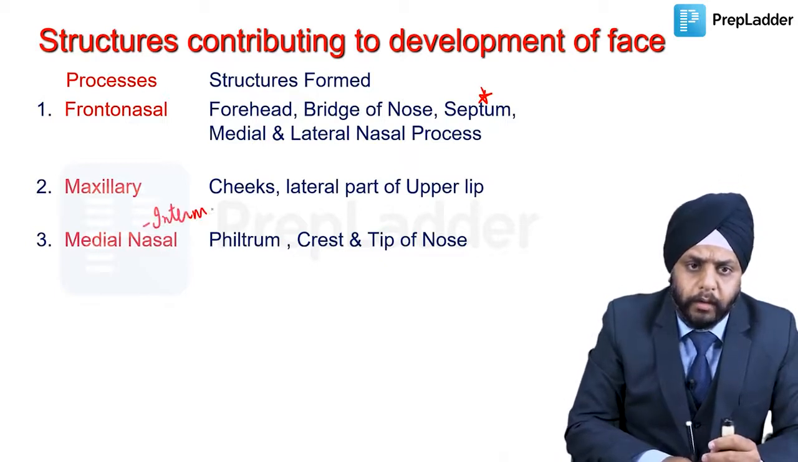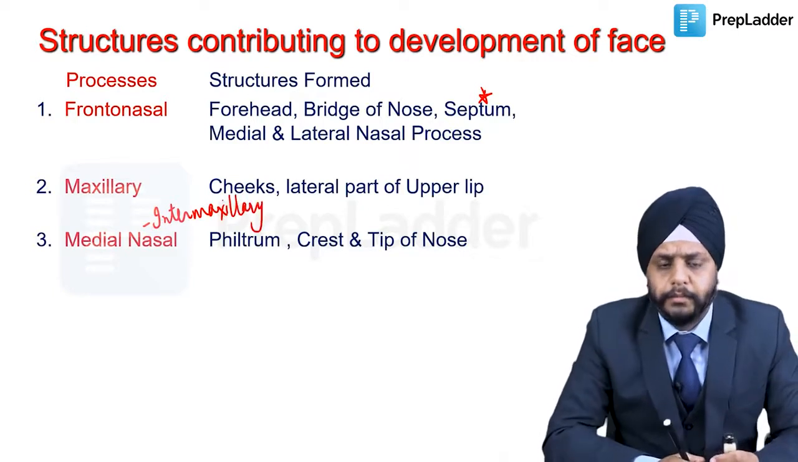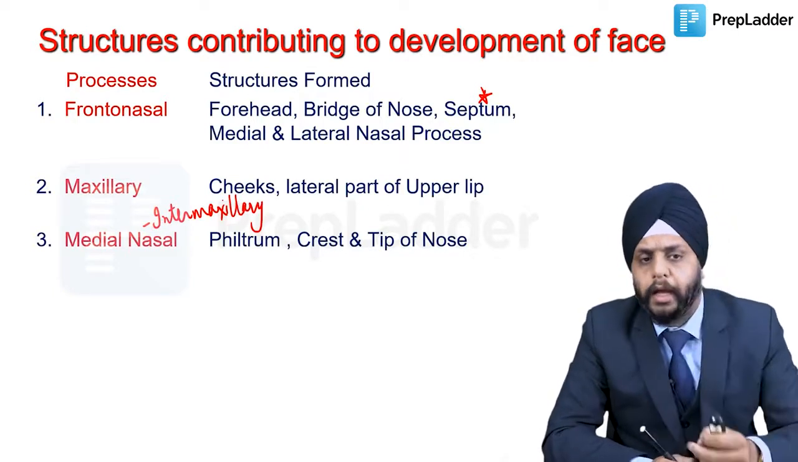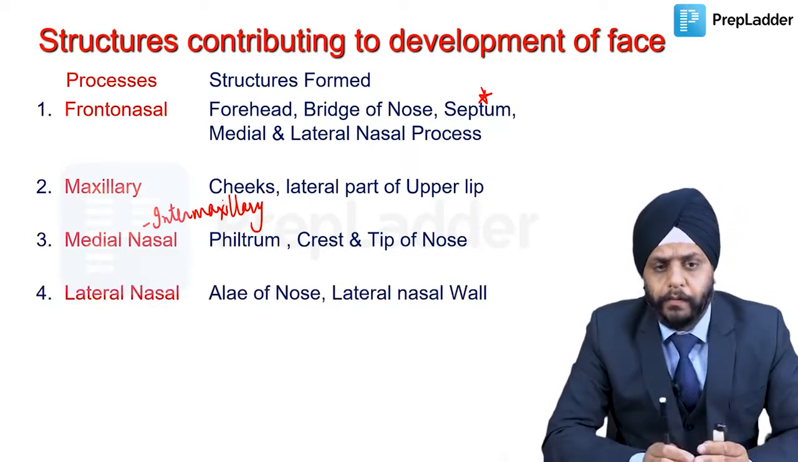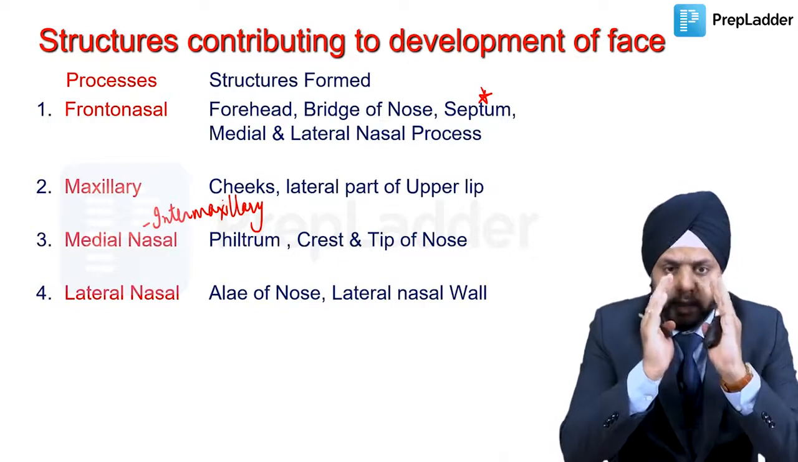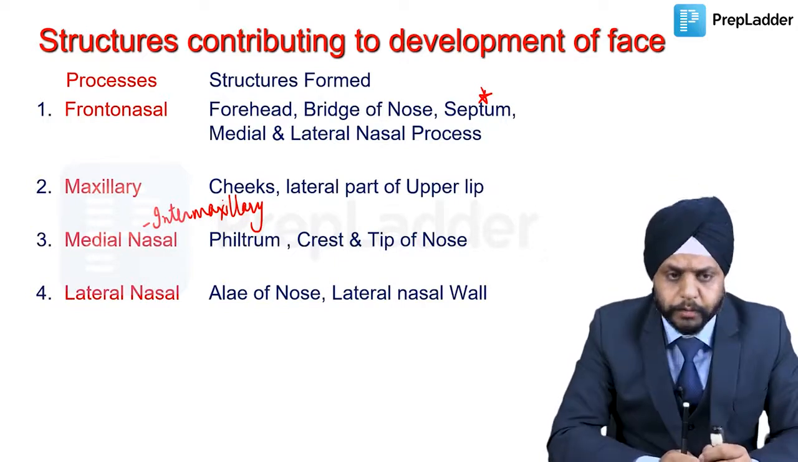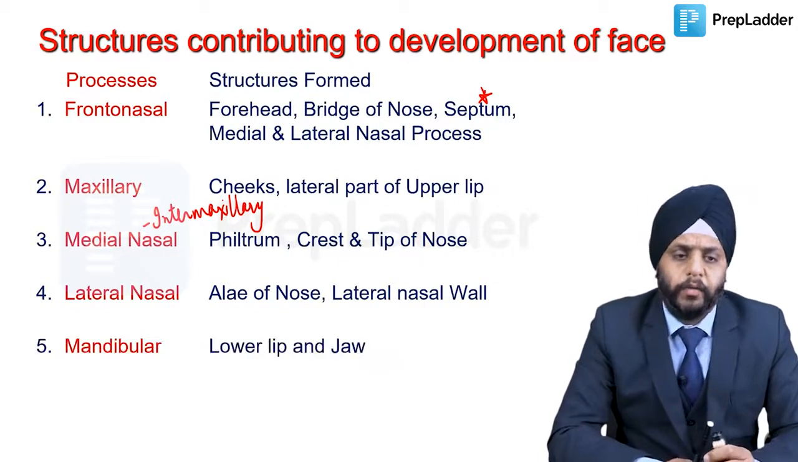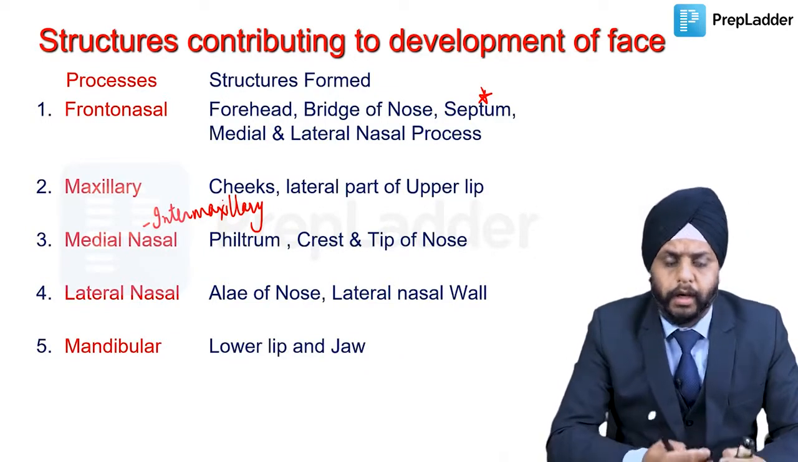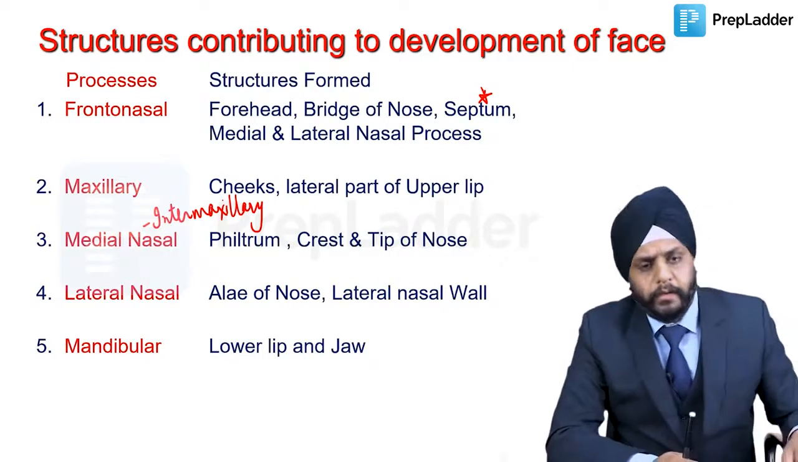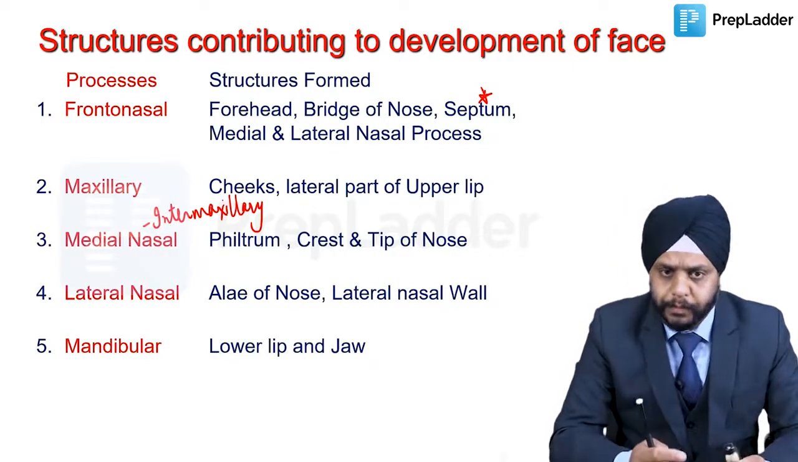intermaxillary process, and this intermaxillary process forms the philtrum, the crest, that means the columella, and the tip of nose. Okay, now the lateral nasal process forms the ala and the lateral nasal wall, right? And lastly, we have the mandibular process, which forms the lower lip and the jaw, right? So this is how the face is formed.